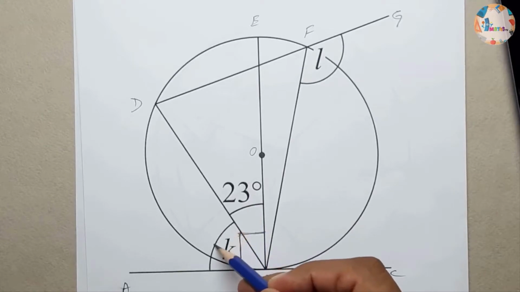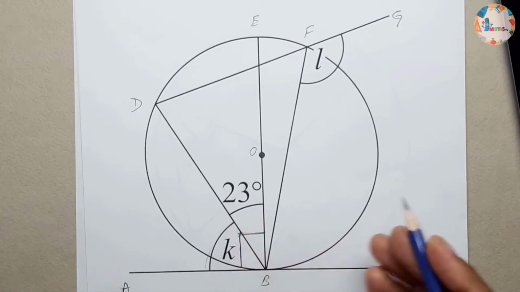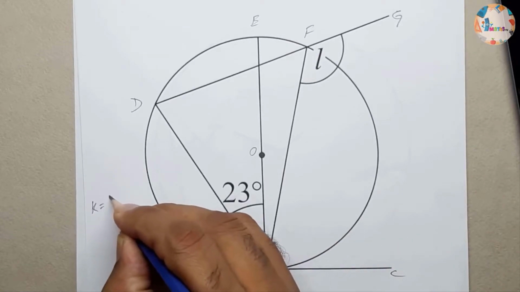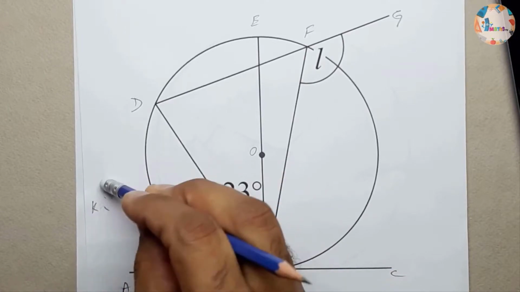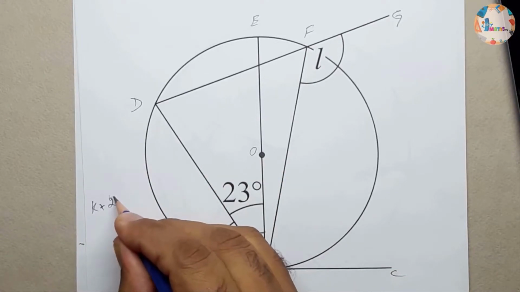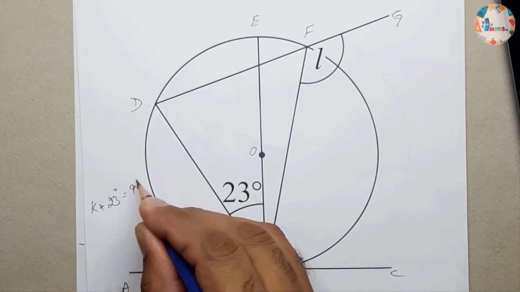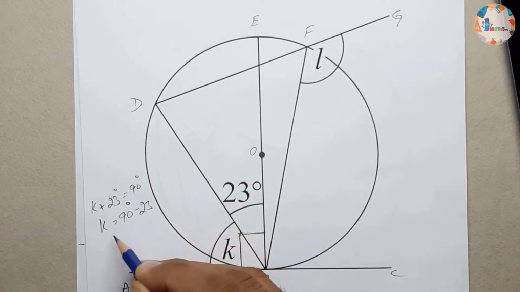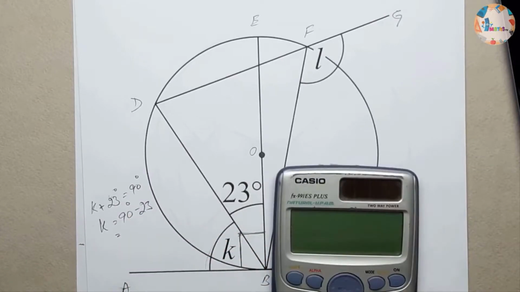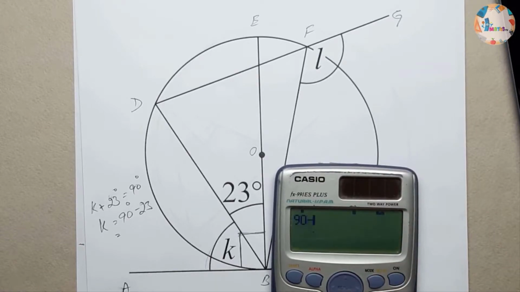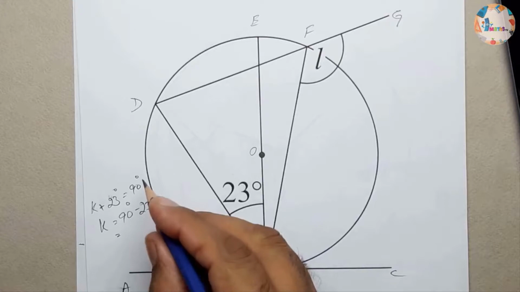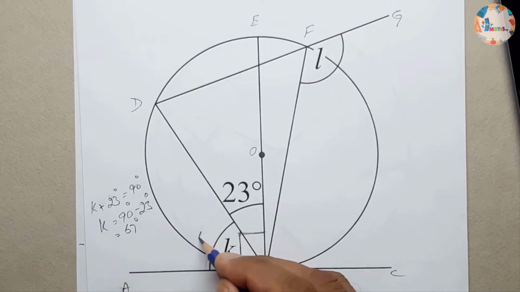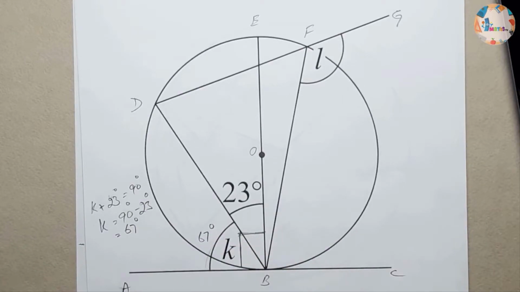It means K plus 23 is 90 degrees. So we can write here K plus 23 degrees is equal to 90 degrees. This implies K is equal to 90 degrees minus 23. So 90 minus 23 will be equal to 67 degrees. So K is 67 degrees, which we have found.